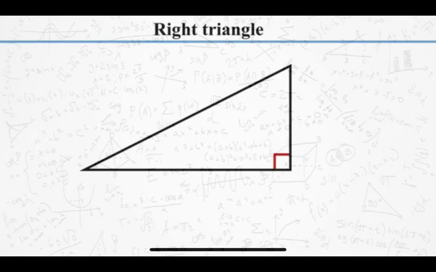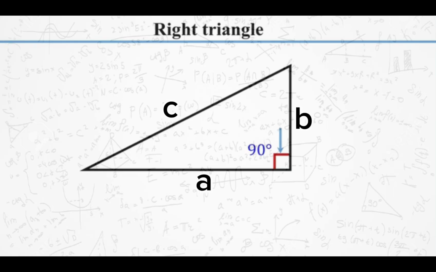A right triangle is a triangle that has one 90 degrees angle. The side opposite the right angle is the hypotenuse. It's always the longest side. The other two sides are called the legs, often labeled as a and b, or called adjacent and opposite. These sides follow a very important relationship called the Pythagorean theorem, which states a squared plus b squared equals c squared, where c is the hypotenuse.